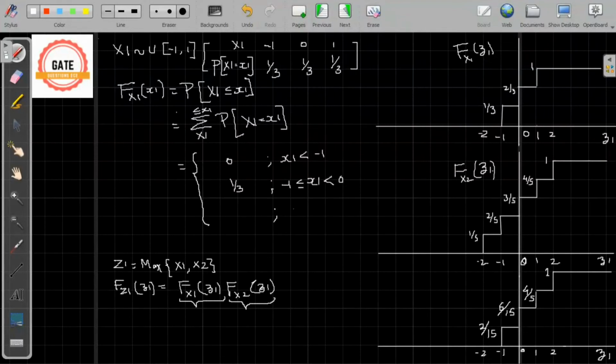For the next range, it will be 0 to 1. Here, the CDF will be equal to the sum of all the probabilities that are strictly less than 1. So below 1, there are only 2 non-zero probabilities. So its value is 2 by 3. Next range is x1 greater than or equal to 1. It will include all the probabilities below 1, so the sum of all these three probabilities will be equal to 1. So this is the CDF of X1.